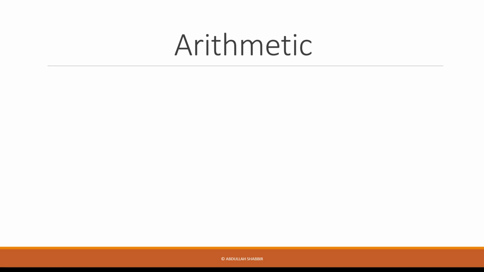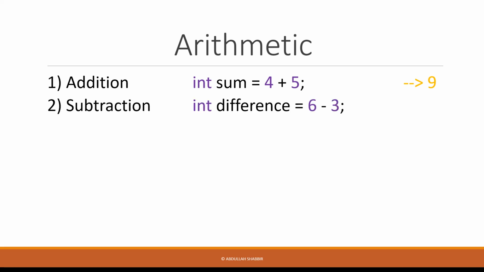In our bus example earlier, we've learned how to do some basic arithmetic operations, like using the plus sign to add two numbers together. So if we have this statement here, integer sum is equal to 4 plus 5, that would do this calculation over here and calculate 9, and then store 9 into our variable sum. For subtraction, which is the minus sign, like for example integer difference is equal to 6 minus 3, this one will store 3 inside the variable.